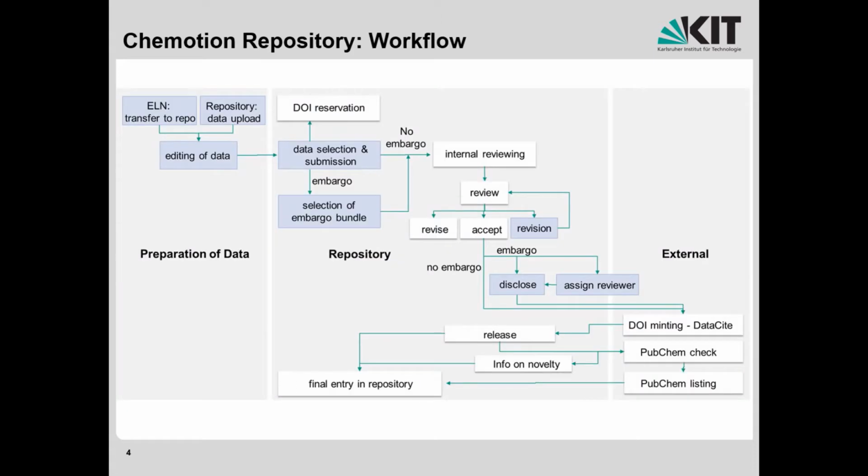This slide gives an overview of the structure and workflows that are implemented in the repository Chemotion. There are three main areas to be described for the repository structure: first of all the preparation of data, then the publication process as the most important part of the repository, and then in addition some external services that contribute to the functions of the repository.